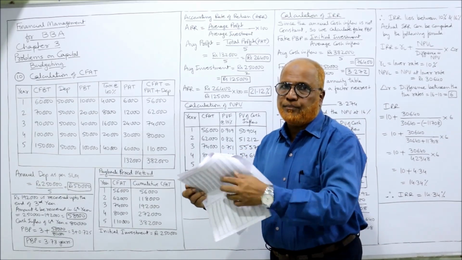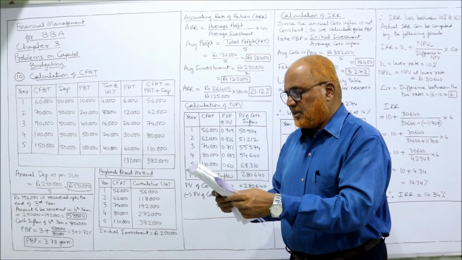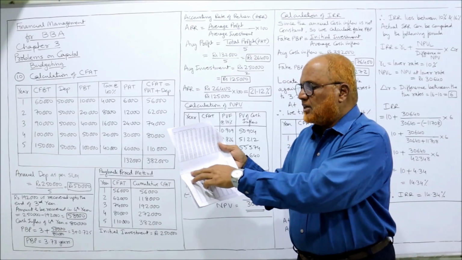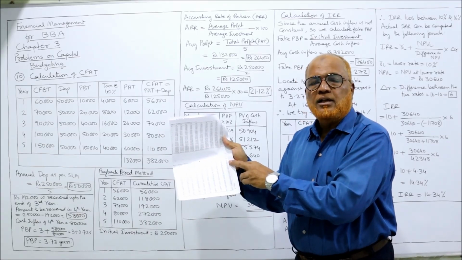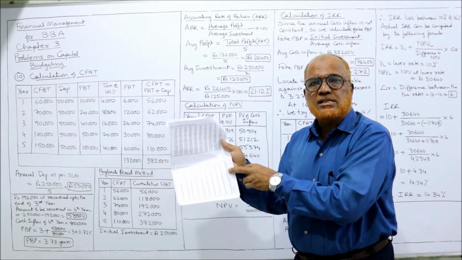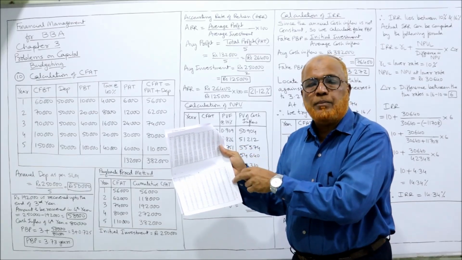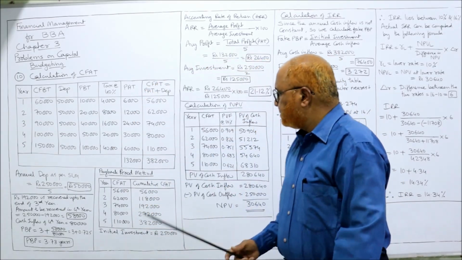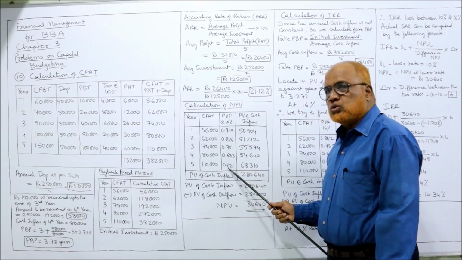We don't want annuity. Annuity will be used when constant cash inflows are there. But here it is not annuity but present value of rupee 1. At 10%, first year 0.909, second year 0.826, third year 0.751, 0.683, 0.621. These are the present value factors at 10% rate and for 5 years.